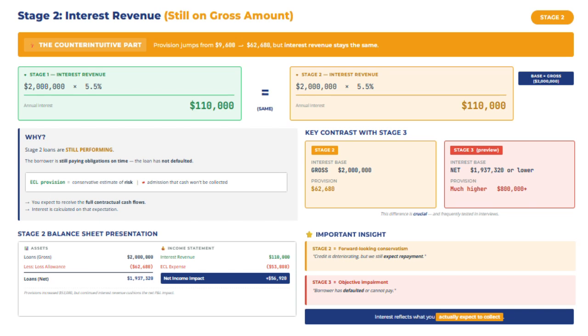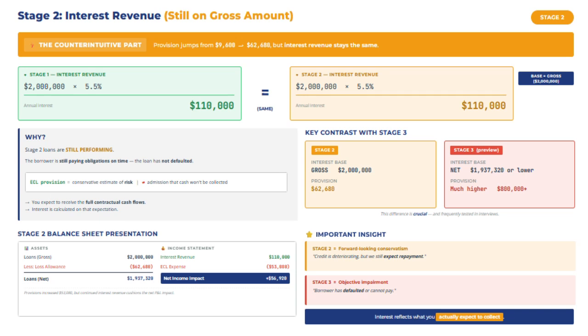And there are 3 reasons why interest is on the gross amount. First, the stage 2 loans are still performing. The borrower is still paying the obligations on time or current. Second, the ECL provision is a conservative estimate of risk and not an admission that you won't collect.